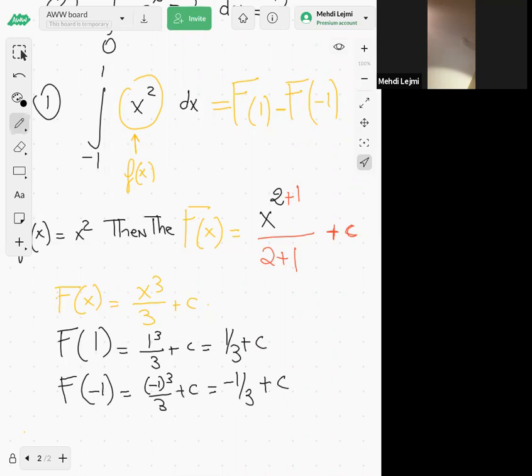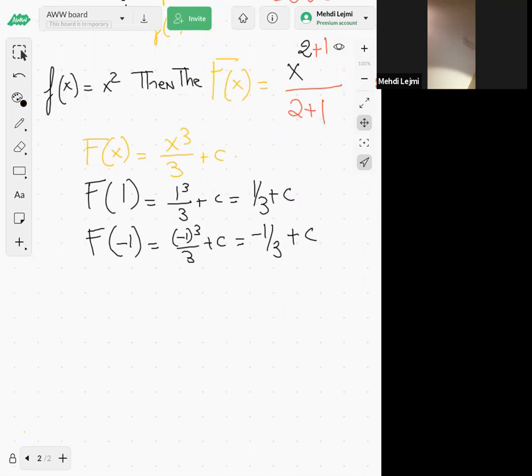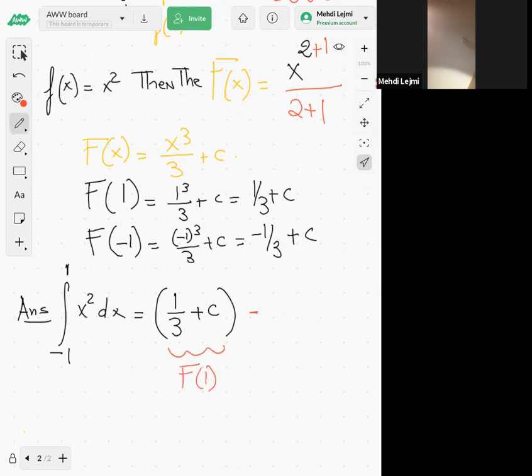Okay, now what does our theorem say? The value of our definite integral is the difference between capital F of 1 and capital F of negative 1. So I have to take the difference, right? So this integral from negative 1 to 1 of x squared dx is going to be 1/3 plus C, which is capital F of 1, the antiderivative at 1, minus the antiderivative at negative 1, that's negative 1/3 plus C.